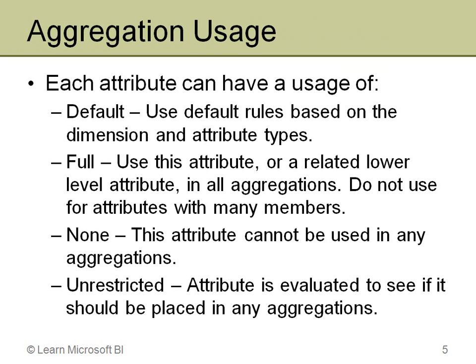Now, aggregation usage, this is a new step in the wizard in 2008. You could do the same basic thing in 2005, but it wasn't a step in the wizard by itself. And each attribute in every dimension that you have has four options: default, full, none, and unrestricted. Now, default is a default set of rules that looks at the type of dimension and the attribute, and determines whether or not it's going to consider that for an aggregation.